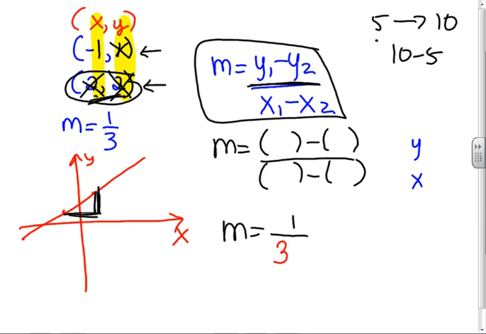Nadine, are you not going to try? No, you're not. You don't have anything written down. Okay, this is m equals.